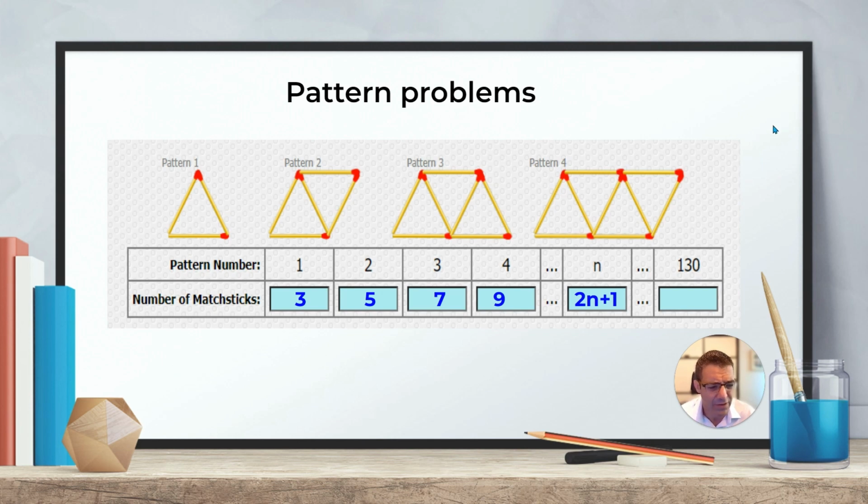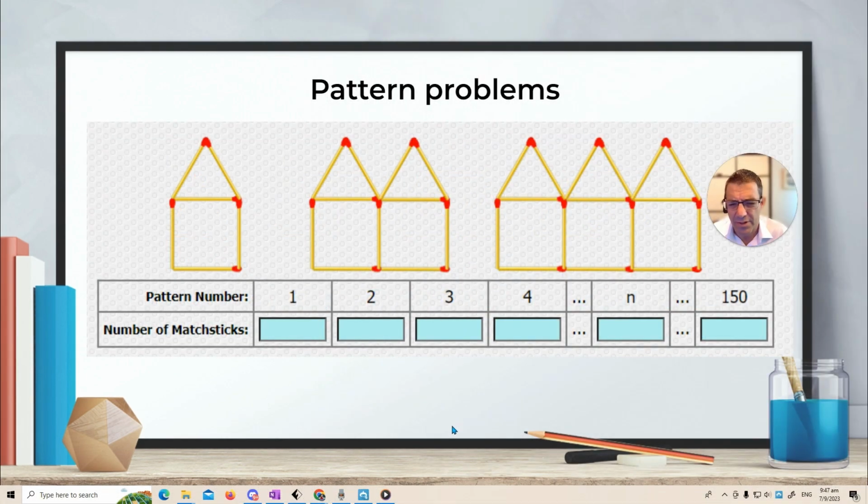And so if you wanted to find the value of the 2n plus 1 sequence at 130, you do 2 times 130, which is 260, and then add 1 to it. So the value for 130 is 261. So the 130th pattern will have 261 matchsticks. Not too hard, right? Let's look at another one of these.